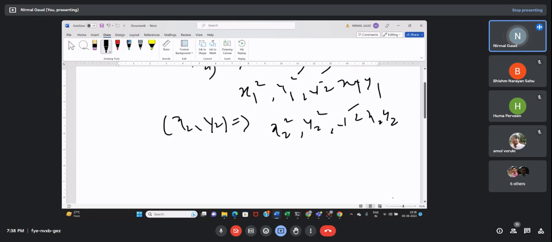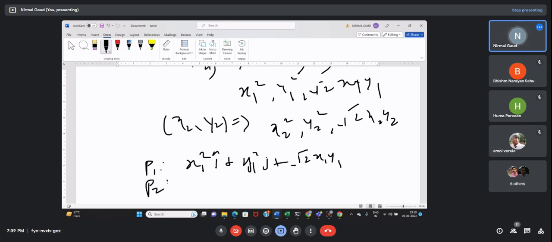And if I make these three a vector, for example these three as a vector, I can say point p1 vector is represented by x1 square i cap plus y1 square j cap plus I can write root 2 x1 y1.